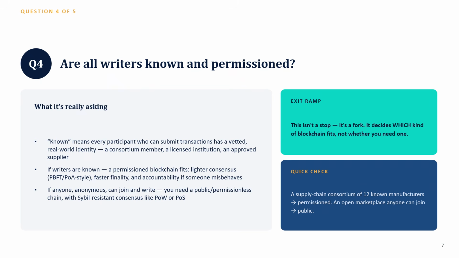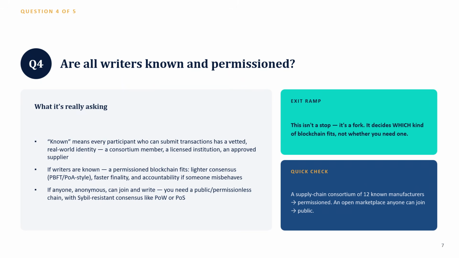Next, we are going to see: are all writers known, and permissions. By now, you have passed the first three questions. Multiple writers, no acceptable TTP, so you do need a blockchain. Question 4 decides which kind. Are all the writers known? Vetted participants, a consortium, licensed institutions. Then a permissioned blockchain fits. Lighter consensus like PBFT or proof of authority, faster finality, real accountability since you know who everyone is.